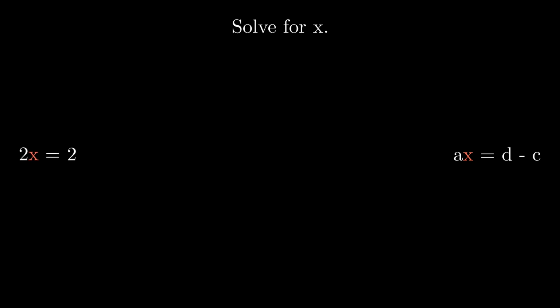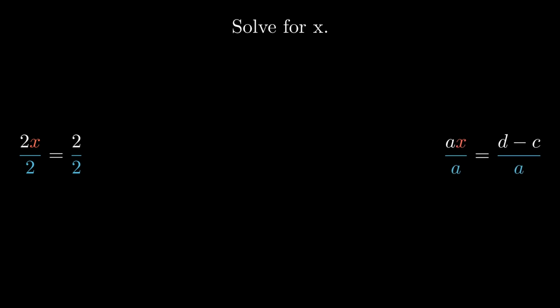I have one last step to do on my original equation, so I have 2 connected by multiplication. The opposite of multiplication is division, so I'm going to divide both sides by 2. And likewise, on my literal equation, my a is connected by multiplication to my x. So I'm going to divide both sides by a.